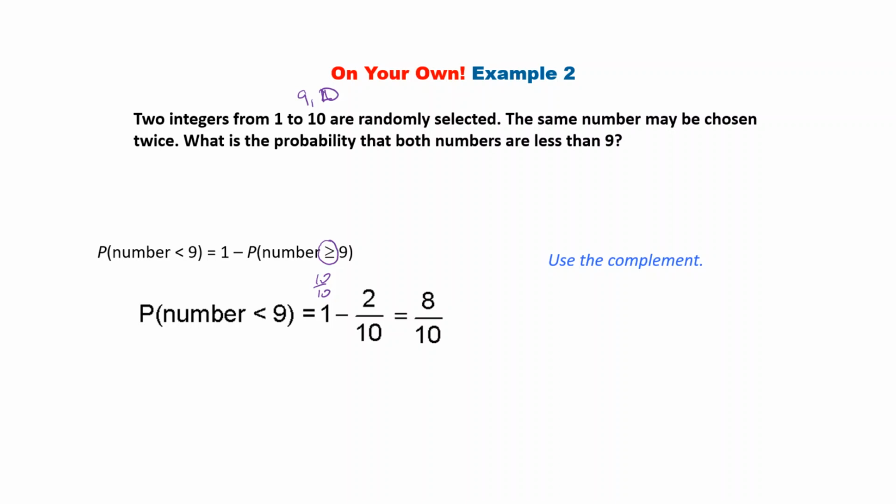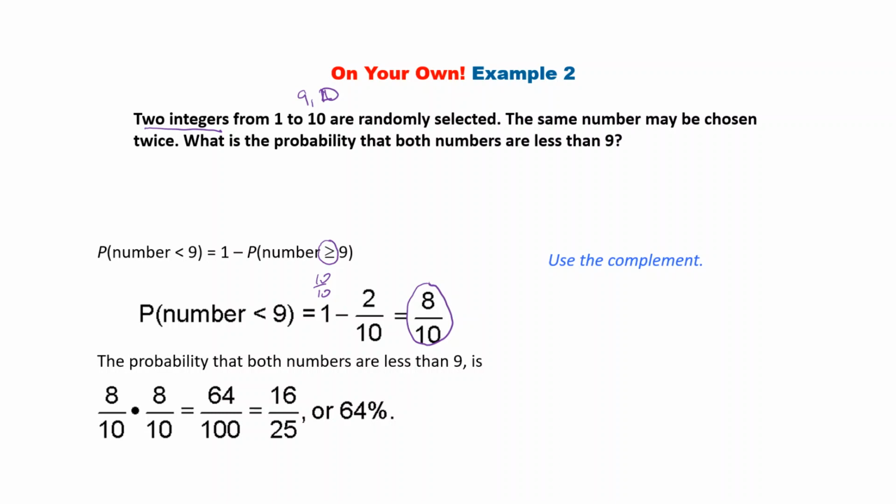Now, the same number may be chosen twice, but it says 2 integers. So the probability of getting it one time is 8 over 10, but we're going to pick 2. So the second time, I'm going to have to multiply that 8 over 10 times 8 over 10. All right, and that's going to give me my final answer here. Okay, I have to multiply it twice because I'm going to pick 2 integers. So that is going to be 64 over 100, which is 16 over 25, or 64%.